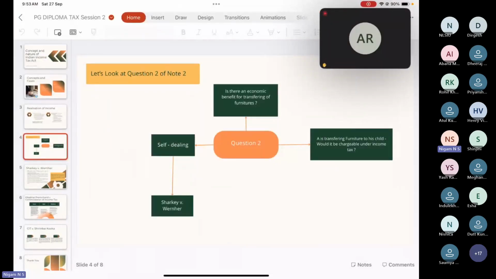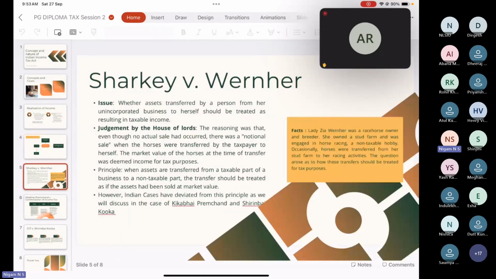In this case, the way this case has developed, there are divergent approaches in English law and Indian law. The English law on this point is captured in an old case called Sharkey versus Werner, from the early part of the 20th century. The facts were that there was somebody called Lady Zia, who was a racehorse owner and breeder. She owned a stud farm and was engaged in horse racing, which is a non-taxable hobby.